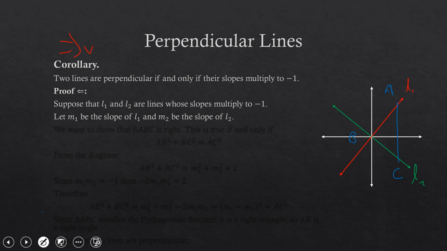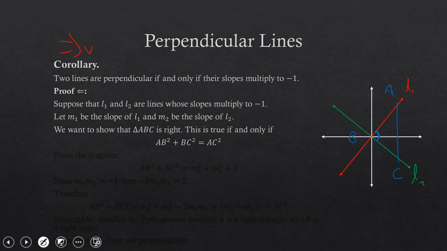And we want to show that that's a right triangle. So we want to show ABC is right, meaning that this is a right angle right here. But we can't assume that this angle right here is right. All we know is that the slopes multiply to -1. But we want to show that it is right. Now it's right if and only if the Pythagorean theorem is true for that triangle. So that is AB squared plus BC squared equals AC squared.